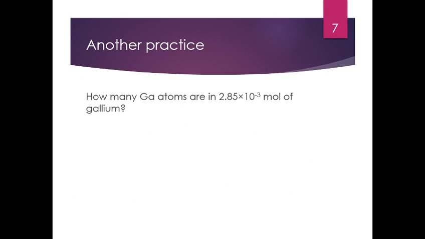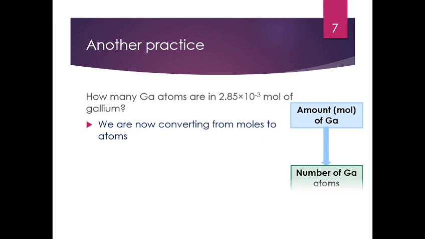So let's flip things around. How many gallium atoms are in 2.85 times 10 to the negative 3 moles of gallium? So same kind of idea here. We are starting off in one unit and we want to completely change that unit. And so you have to ask yourself, what are we starting at and where do we want to end up? And so here I'm telling you that I want to convert my moles into atoms.